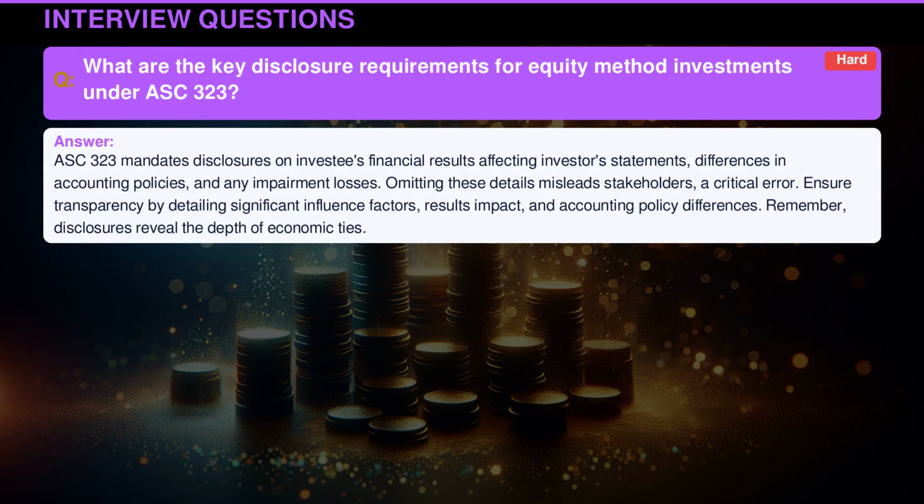ASC 323 mandates disclosures on investees' financial results affecting investors' statements, differences in accounting policies, and any impairment losses. Omitting these details misleads stakeholders, a critical error. Ensure transparency by detailing significant influence factors, results impact, and accounting policy differences. Remember, disclosures reveal the depth of economic ties.